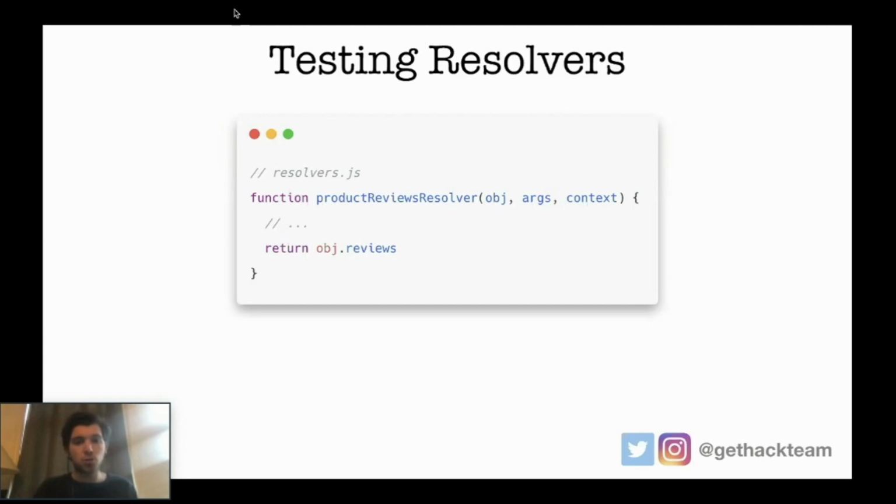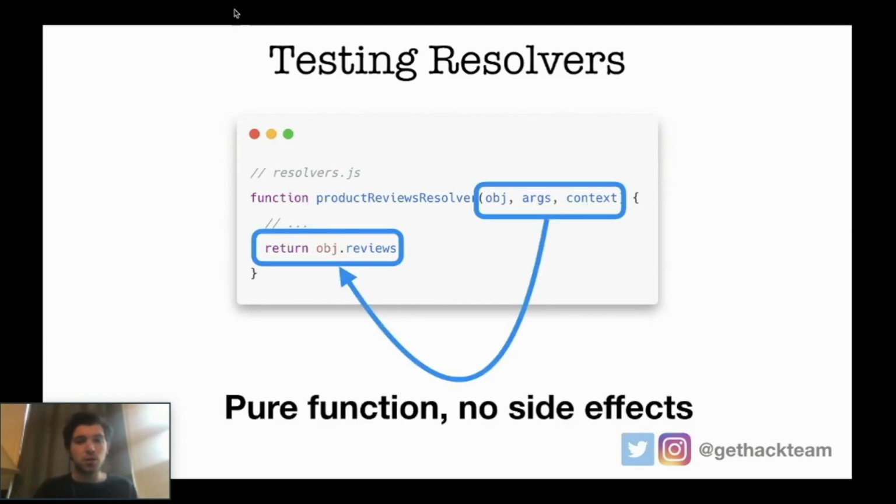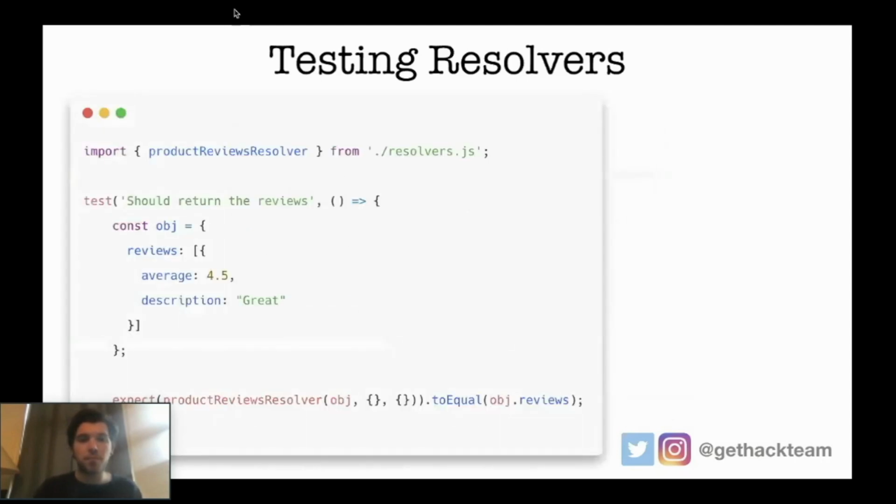And it's going to return probably the reviews. So it's a pure function. There are no side effects. We aren't calling anything in between. And then to test this pure function, if you're using JavaScript like I usually do, or TypeScript, you can just use Jest for it.